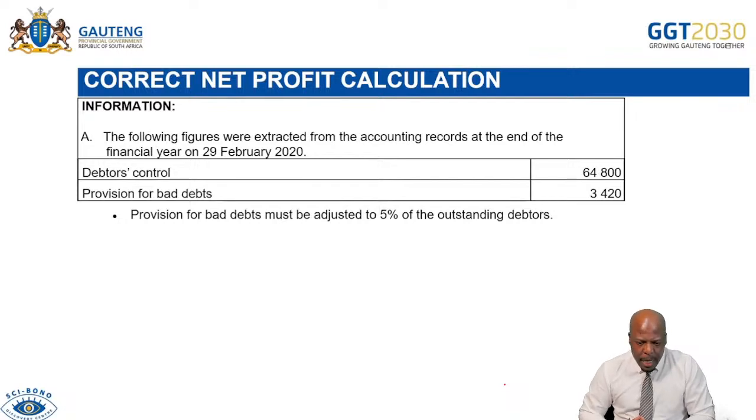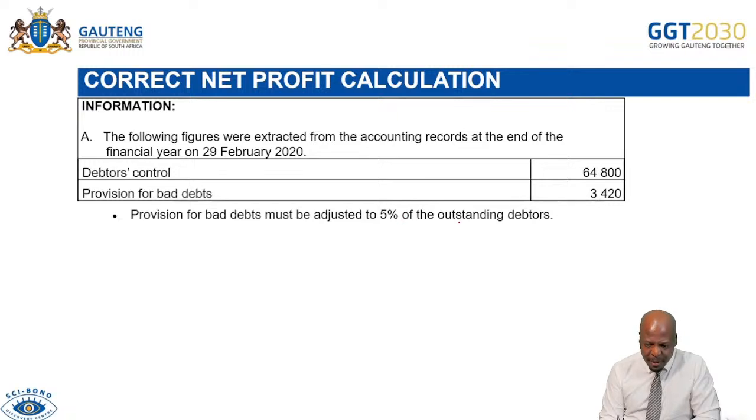Let's move to the next one. The next one reads, the following figures were extracted from the accounting records. Then we have debtors control, provision for bad debts. Then we are told in the adjustment, provision for bad debts must be adjusted to 5% of the outstanding debtors. So what we know is that our outstanding debtors are 64,800. So I'm going to come here and say my amount here, 64,800. Then multiply that by 5%.